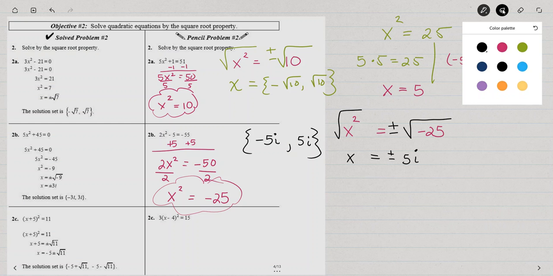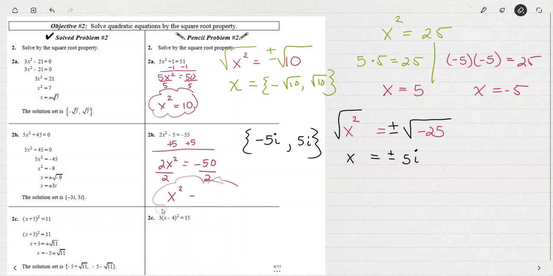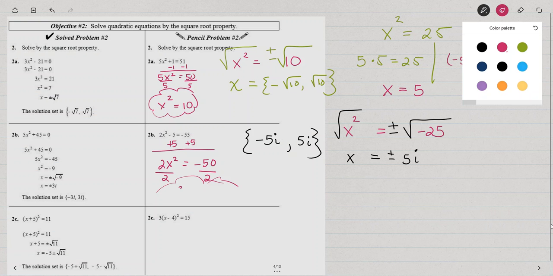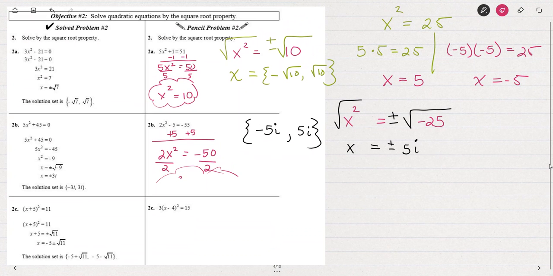One more example. Let's look at this last one. Cleared the space a little. If I isolate the x, I'm going to divide by 3 first because I can't do anything with this negative 4 that's inside the parenthesis. 15 divided by 3 is 5. And now I actually have the x term, the squared term rather, isolated. So I'm going to do the square root of both sides.